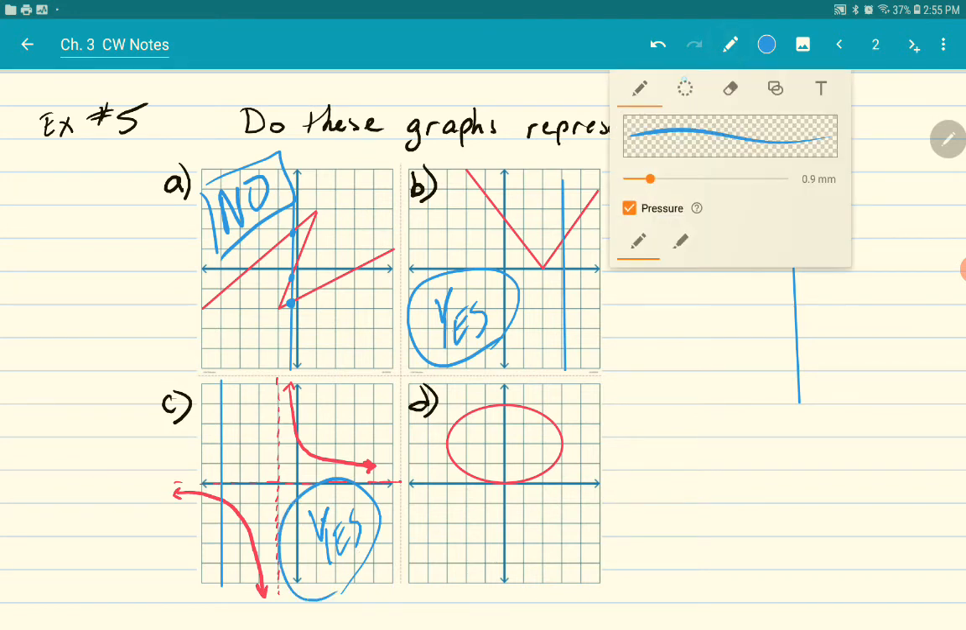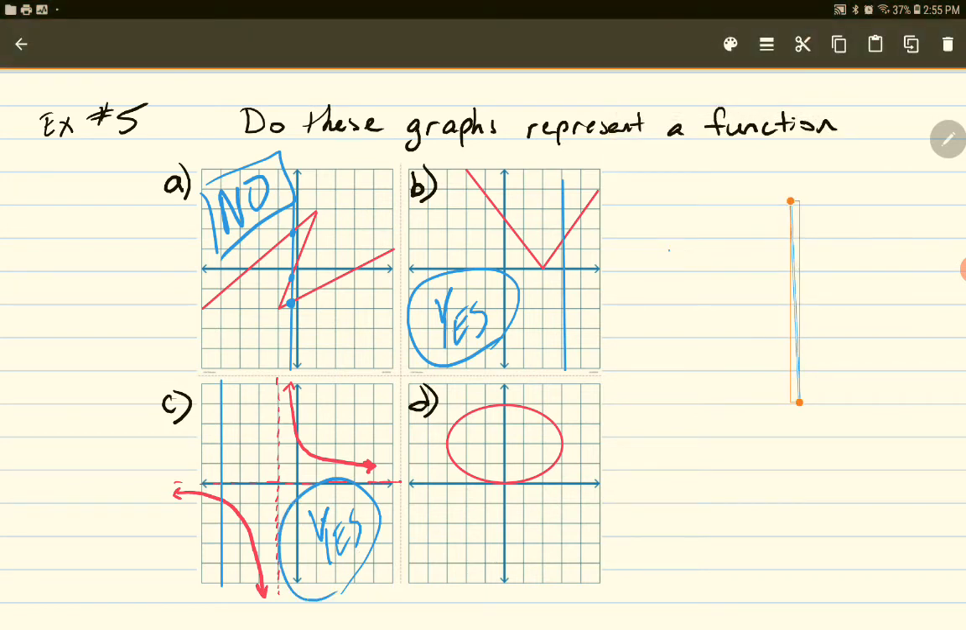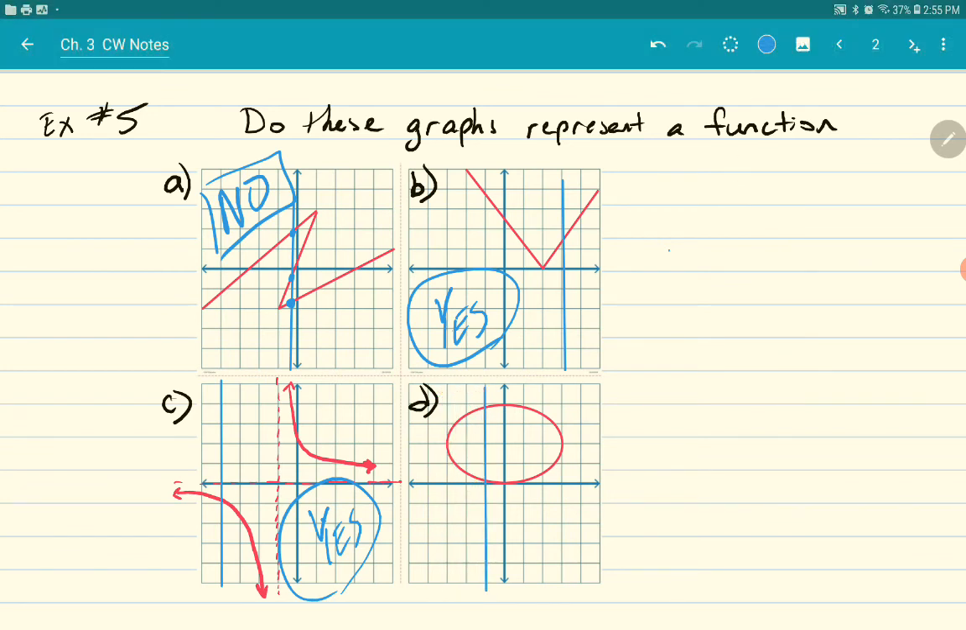And the last one, an ellipse or a circle, either one of those, you're going to get 2 points almost anywhere except for the very tips. So here I'm going to get 2 outputs for my input. That means this machine will not work, and it is not a function. So A, no, B, yes, C, yes, and D, no.